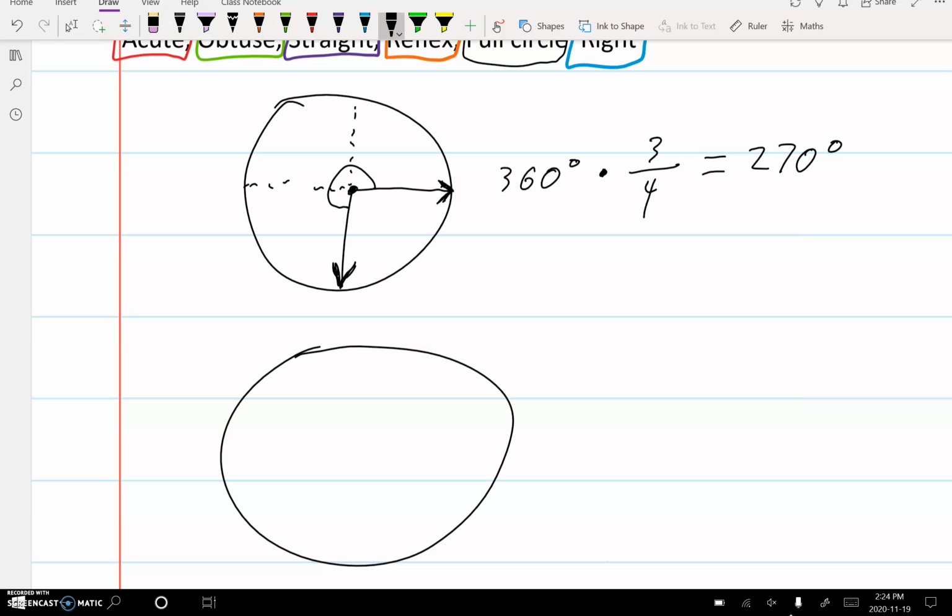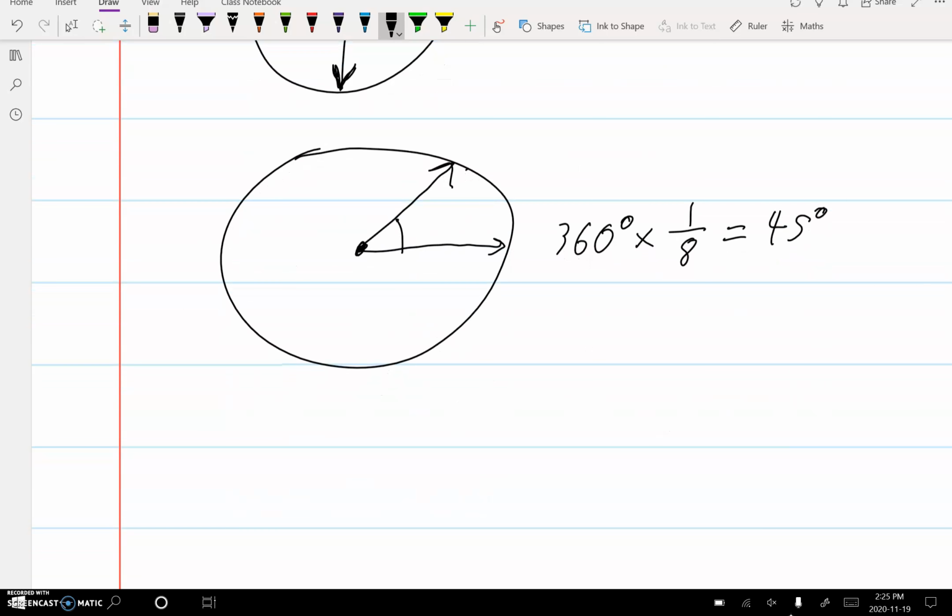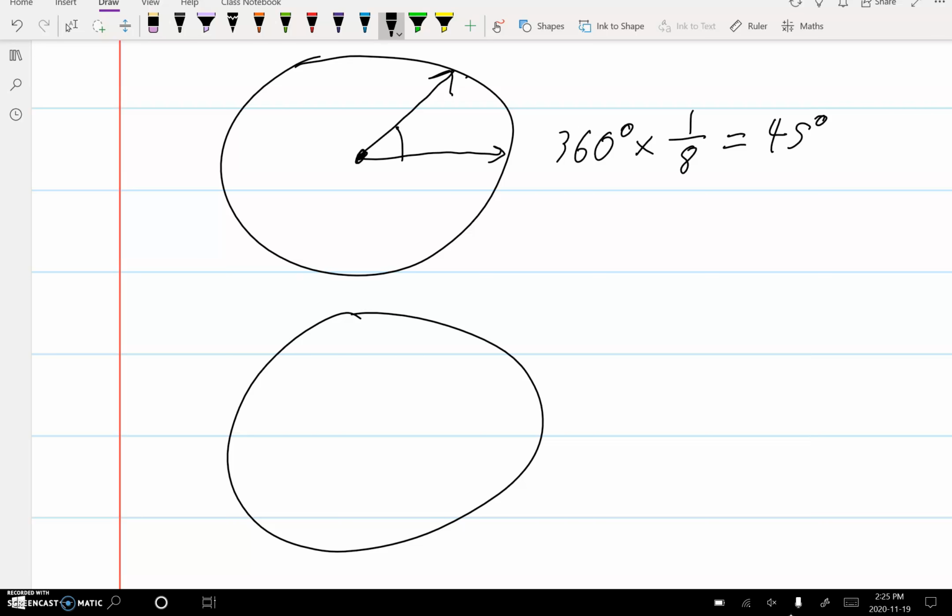For example, maybe we talk about an eighth. Roughly speaking, that is an eighth of a circle. So 360 times 1/8 gives us 45 degrees. You can do that for any fraction of a circle.